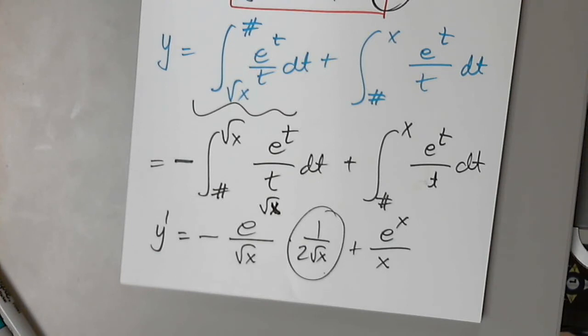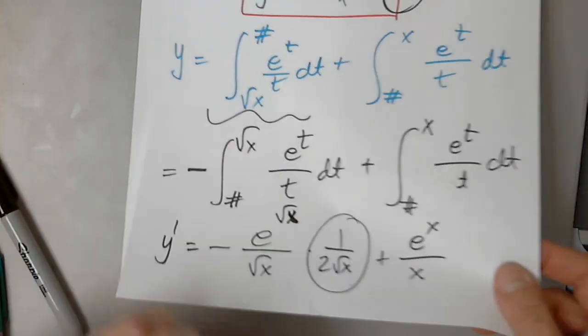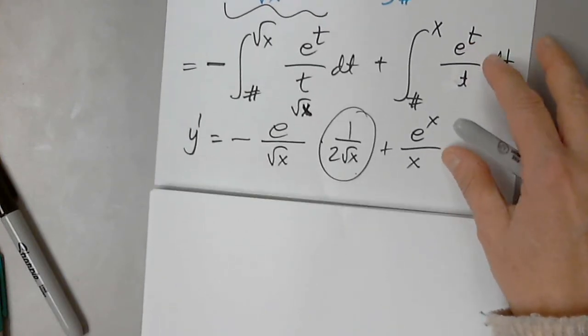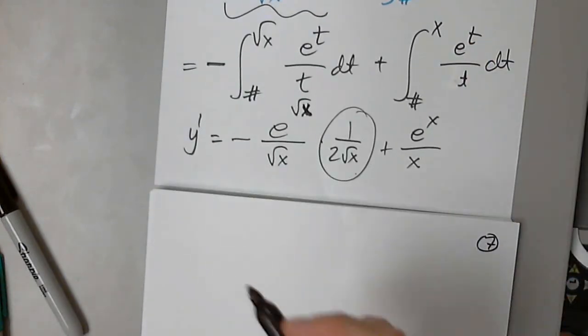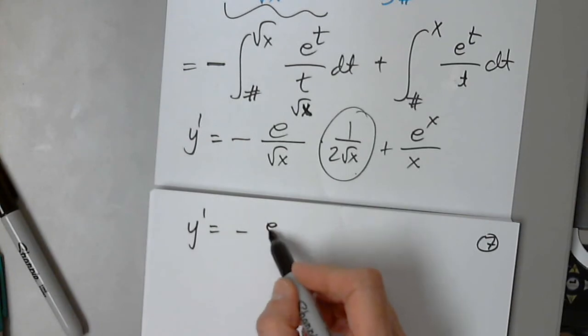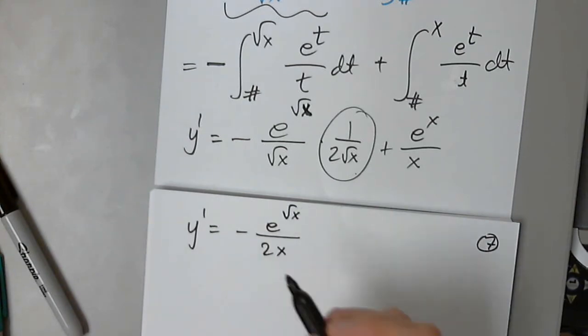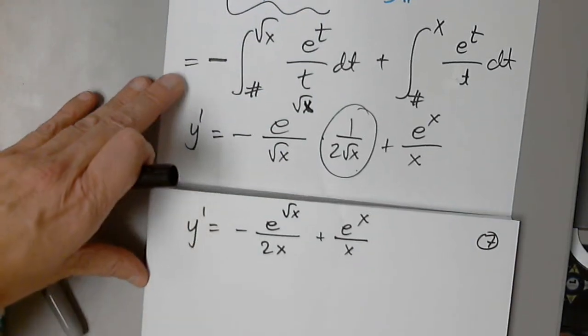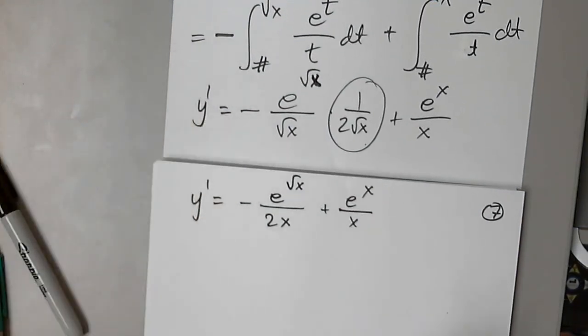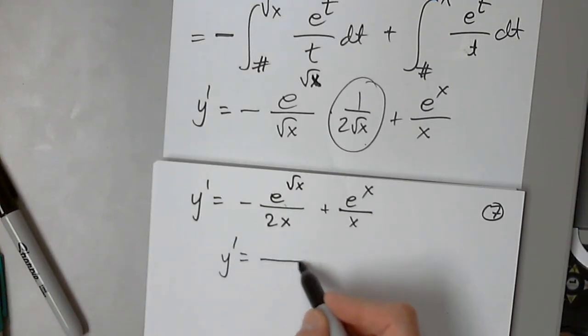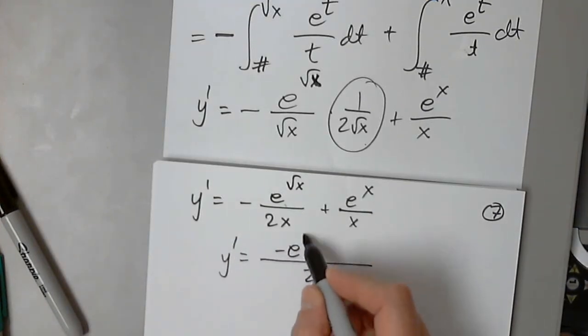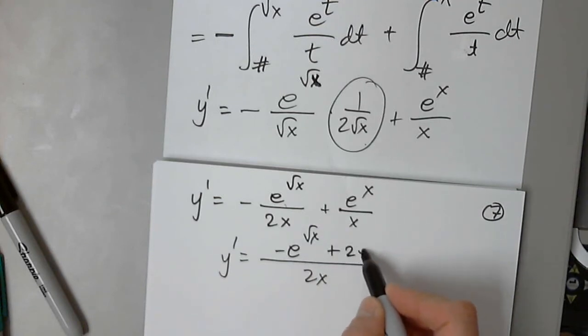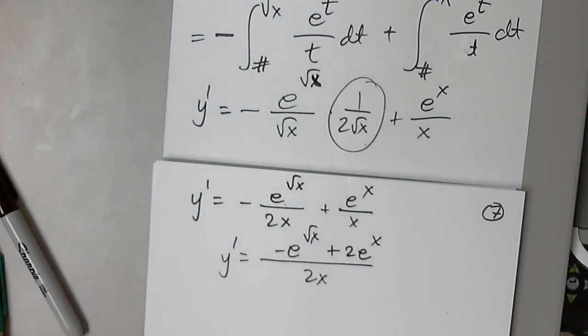And we can further simplify. Look how nice this comes out to be. So then y prime equals negative e to the square root of x over 2x plus e to the x over x. So the only thing we can do, since these are not the same, we could find the least common denominator, which is 2x, negative e to the square root of x plus 2e to the x. That's about it.